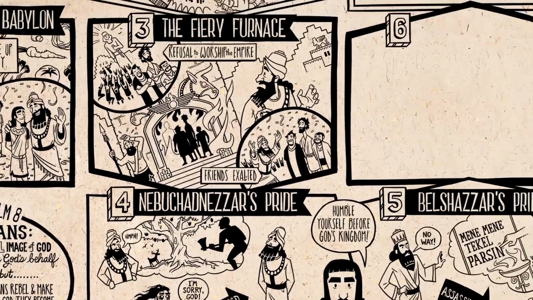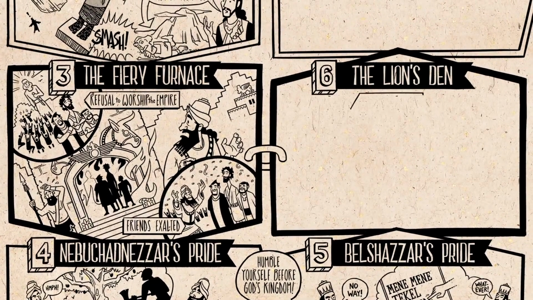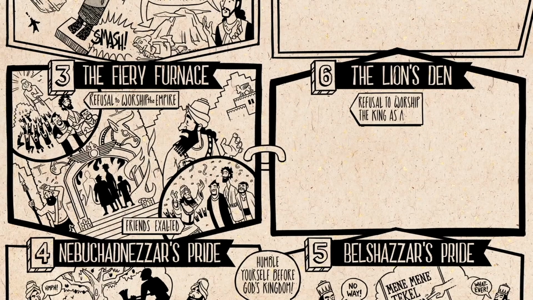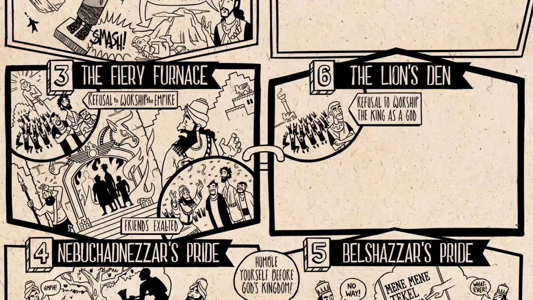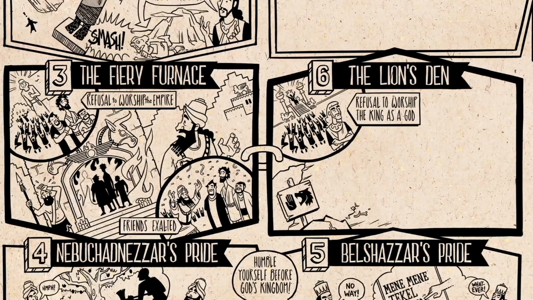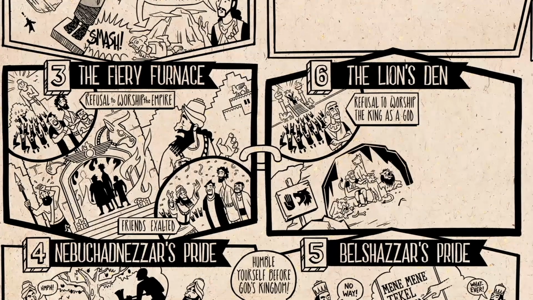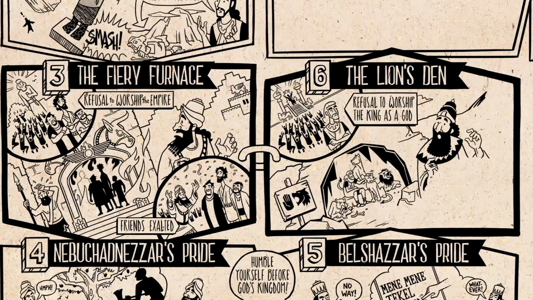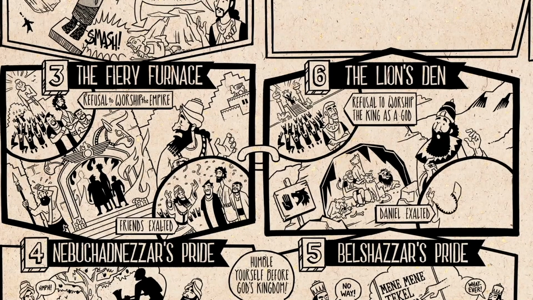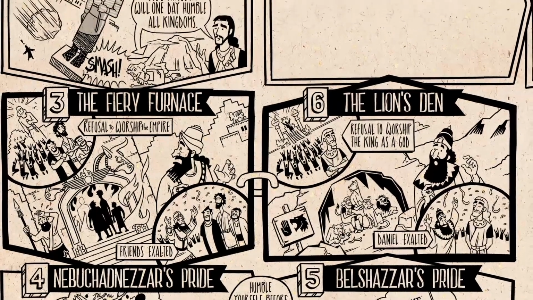Which brings us to chapter 6, the pair of chapter 3. And this time it's Daniel who's being persecuted because he refuses to pray and worship the king as a god. And so like the friends, he's sentenced to death and he's thrown into a lion's den. But God delivers him from the beasts, and like the friends, the king exalts Daniel and praises his God, which brings us to chapter 7.